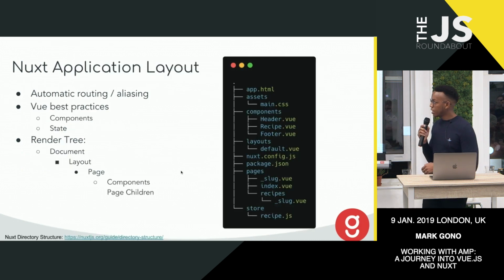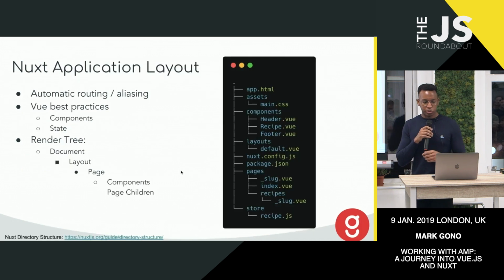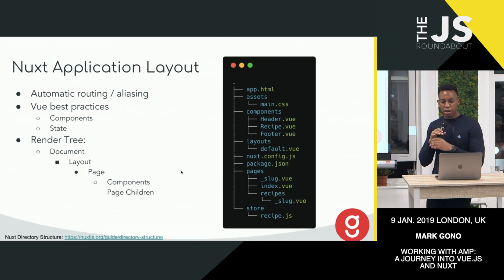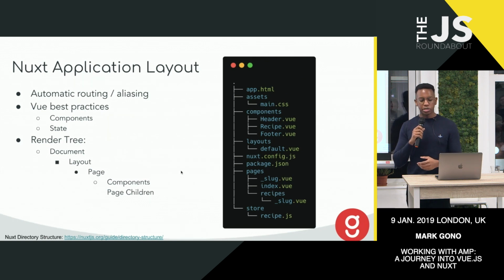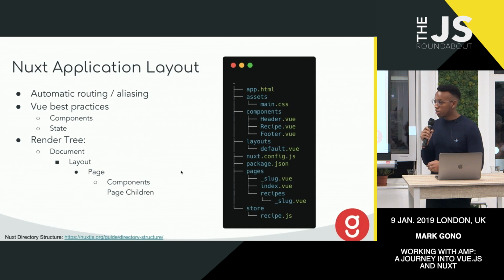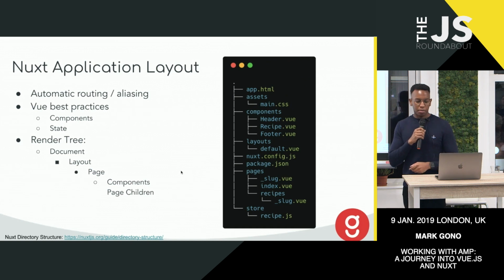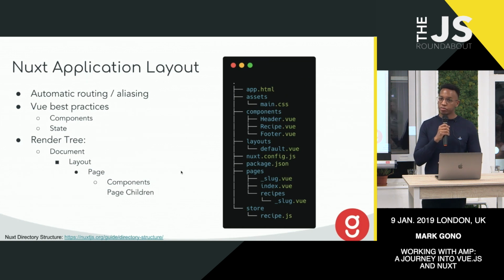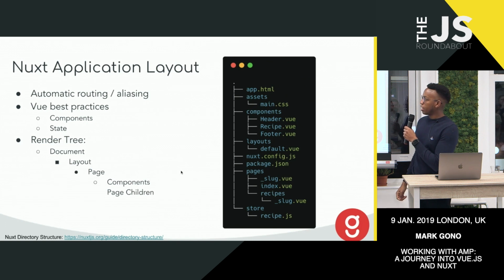So the way that a Nuxt application is laid out is probably one of the most opinionated things about the framework. But once you learn it, it'll kind of become second nature to you. I just want to point out, they're using Vue best practices within this layout. So the components are all Vue single file components. And similarly, the state, they're using modular portions of state. Also, the way the routing works within Nuxt is it's all automatic.